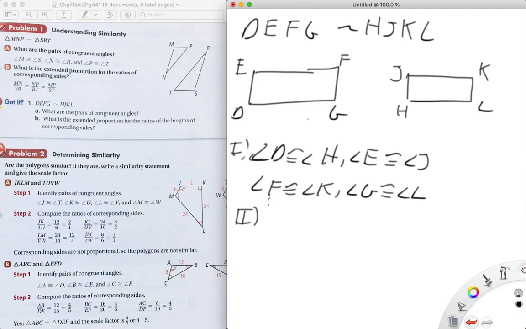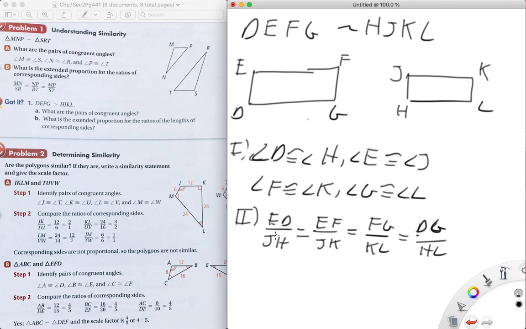So just looking at the picture, I'm going to go from this to this. So ED is over JH. EF is over JK. FG is over KL. And DG is over LH. Alright, that's my extended proportion.